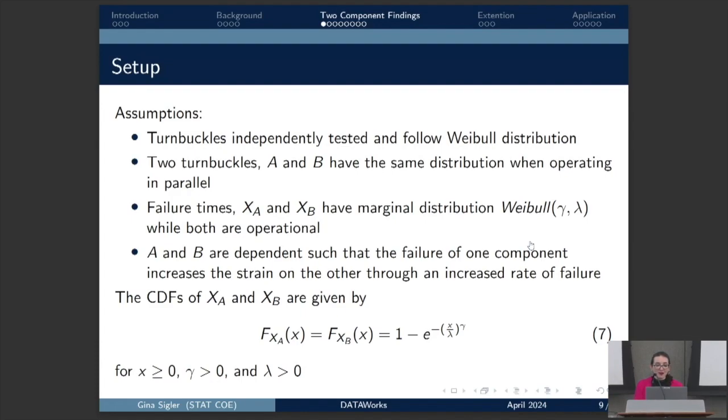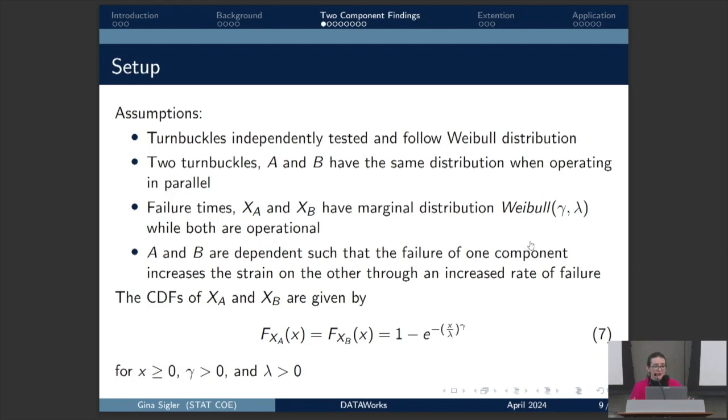Setup. I've got my 2 turnbuckles independently tested, and they're Weibull distributed. So when I start out, they're both up there, but I get to assume a little bit of independence, which is handy because it's going to make the math a whole lot easier. Then I'm going to say that I know that one of them is going to fail first. They're not going to fail at the same time. That would be too handy, although maybe not a good thing because then you're going to just have cargo falling out of the sky. But the math says that one of them is going to fail first.